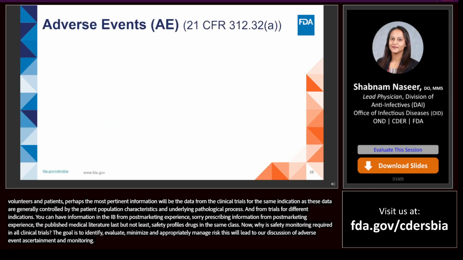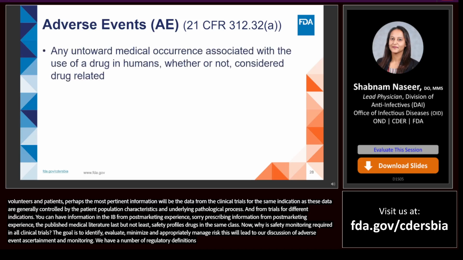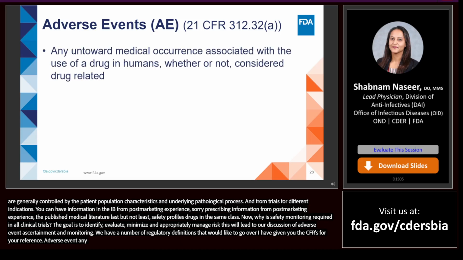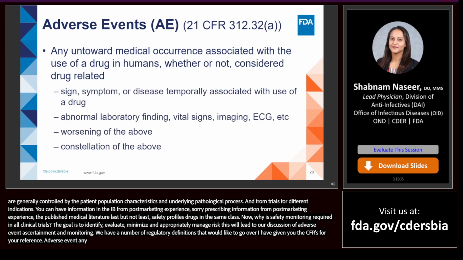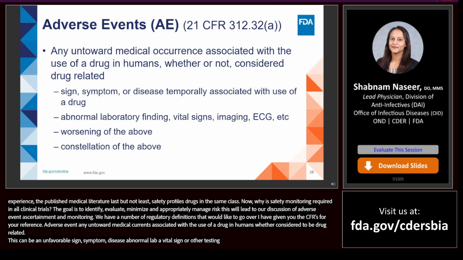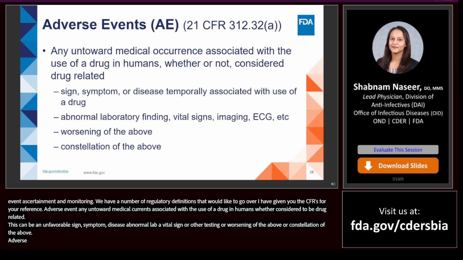So we have a number of regulatory definitions that we'd like to go over, and I have given you the CFRs for your reference. Adverse event is any untoward medical occurrence associated with the use of a drug in humans, whether or not it is considered to be drug-related. This could be an unfavorable sign, symptom, disease, abnormal lab, vital sign, or other testing, or a worsening of the above or a constellation of the above. Adverse events can also be referred to as adverse experience.